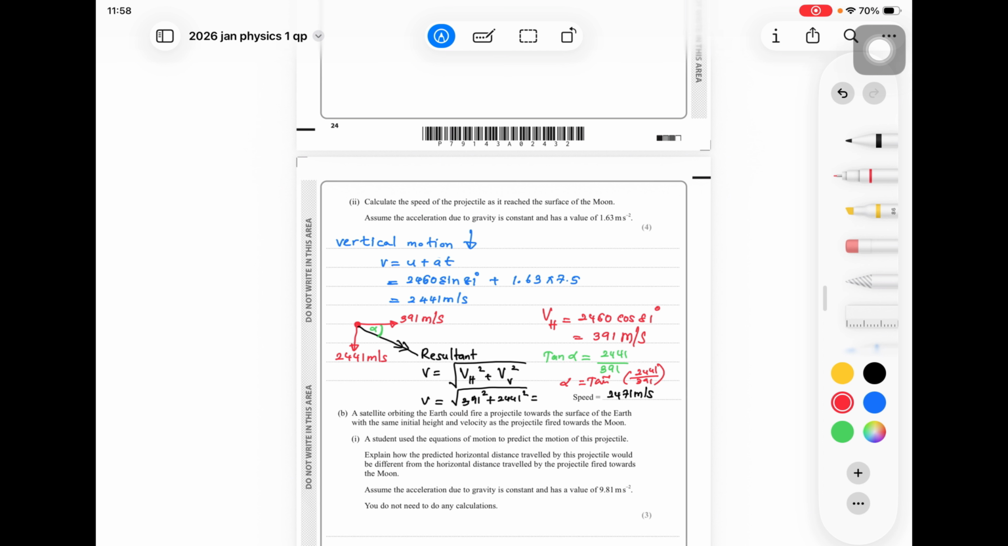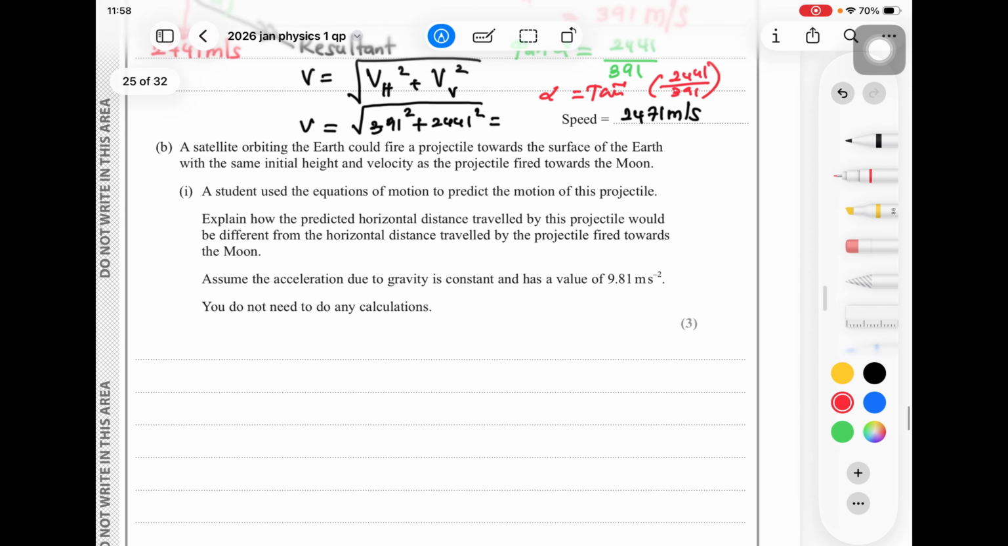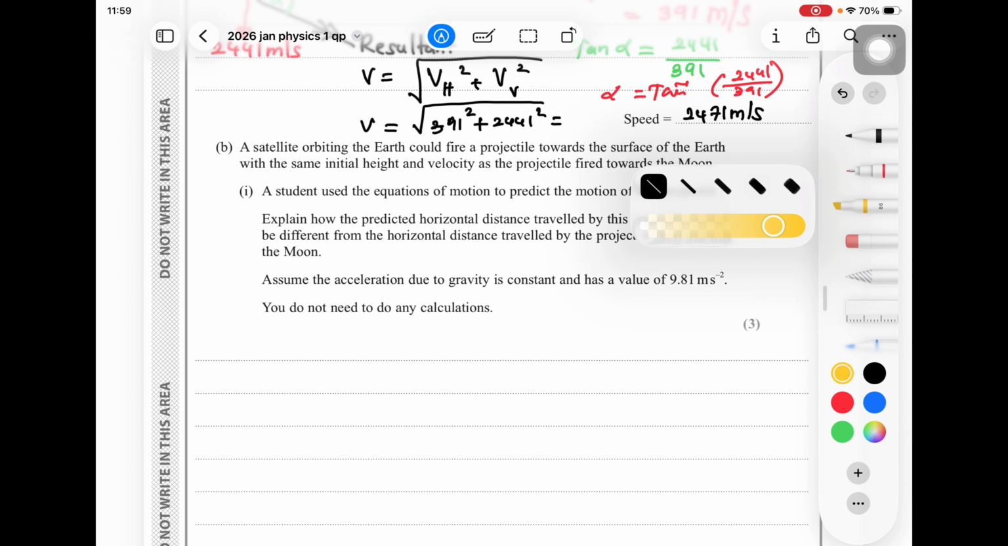Now let's go to the B section. In the B section, what do they ask? Now again, it's a little bit different one, but seems interesting. Now a satellite is orbiting the Earth. Okay, we already know that. Then what is important is that we have to think about it.